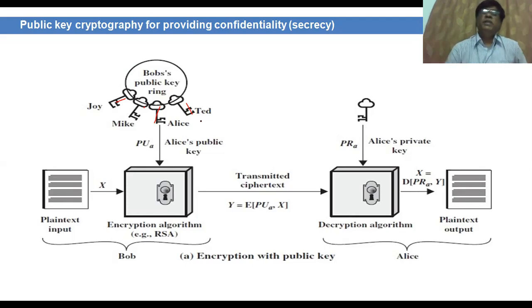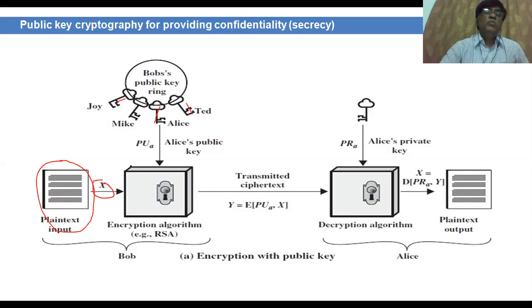Now assume Bob wants to send some message to Alice. In this case, Bob prepares the plain text which he wants to send. X is the plain text.